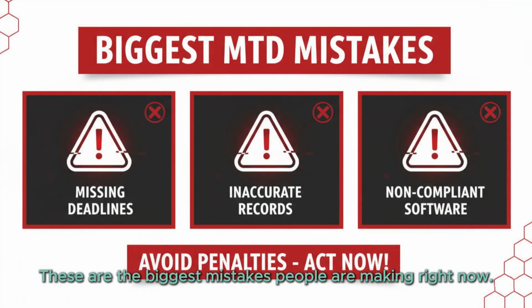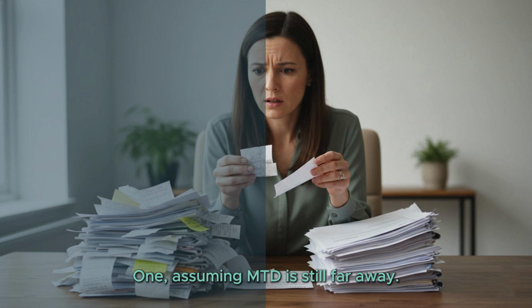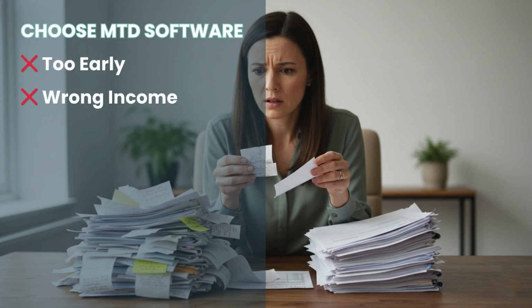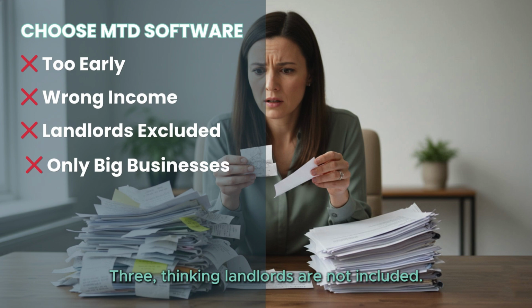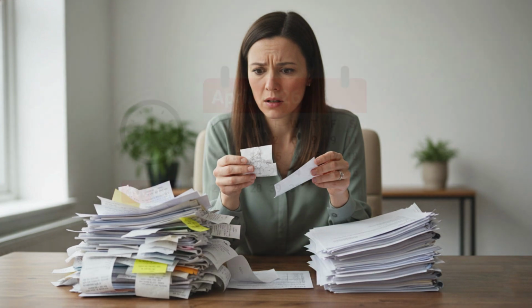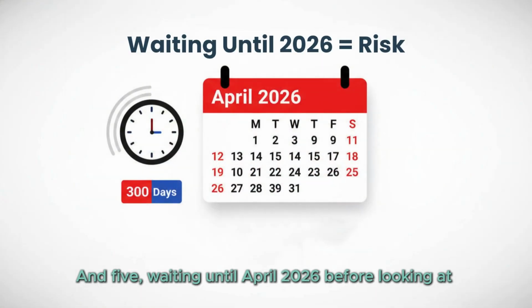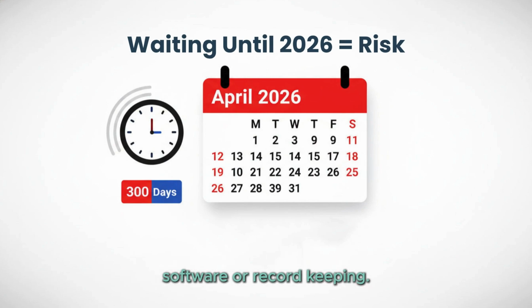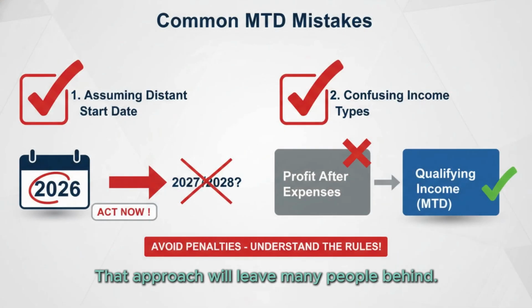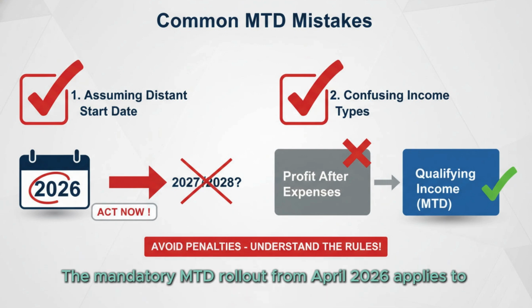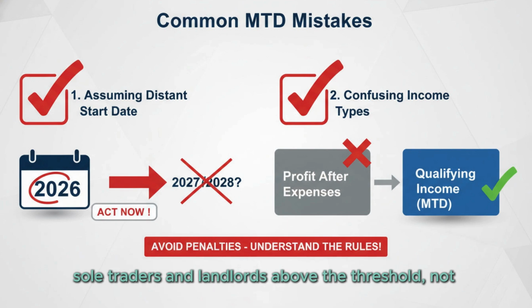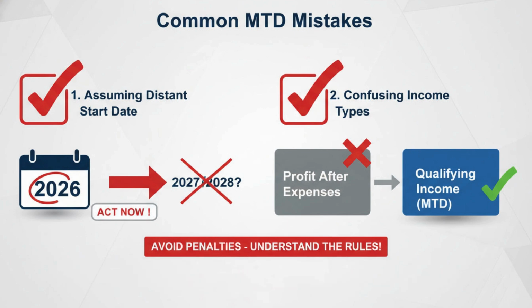These are the biggest mistakes people are making right now. One, assuming MTD is still far away. Two, confusing profit with qualifying income without checking HMRC's actual rules. Three, thinking landlords are not included. Four, assuming this only affects big businesses. And five, waiting until April 2026 before looking at software or record keeping. That approach will leave many people behind. The mandatory MTD rollout from April 2026 applies to sole traders and landlords above the threshold, not just large businesses.